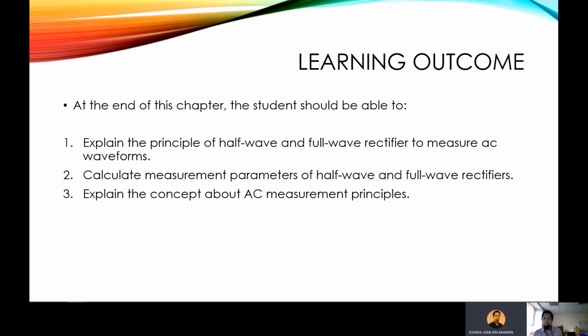Okay, for the learning outcome for this chapter, by the end of this chapter, the student should be able to, number one, explain the principle of half wave and full wave rectifiers to measure AC waveforms. Number two, calculate measurement parameters for half wave and full wave rectifiers. And then finally, explain the concept of AC measurement principles.